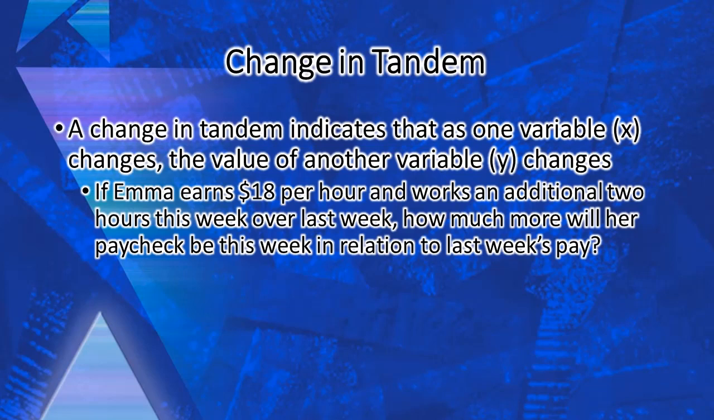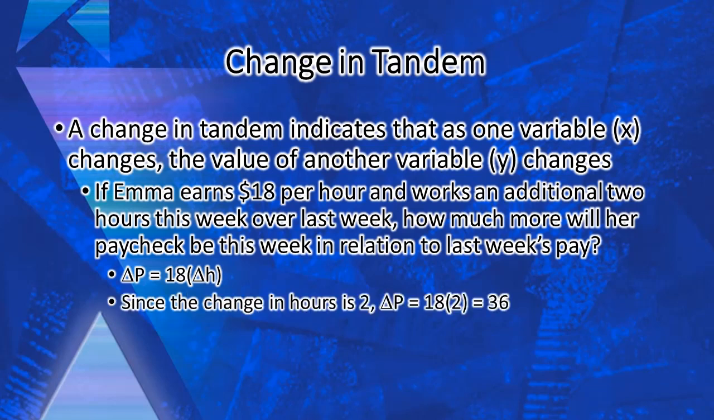As we think about this problem, she makes $18 an hour, so her change in pay would be equal to 18 times the change in the number of hours that she works. In this particular case, we say that she worked 2 additional hours. So if I plug in a 2 for my change in the number of hours, I get a value of 36. So she would have an increase of pay of $36 this week as opposed to last week.